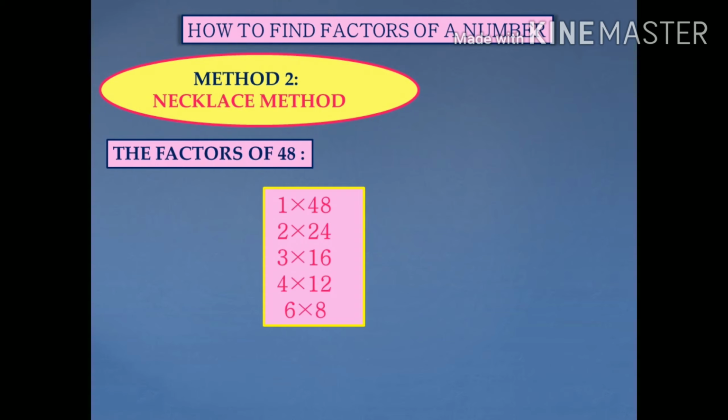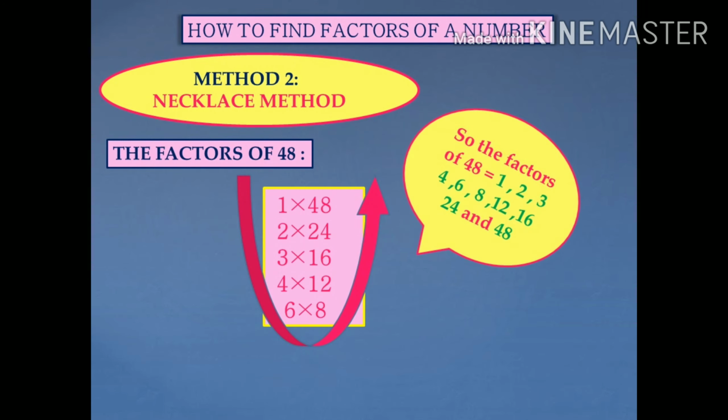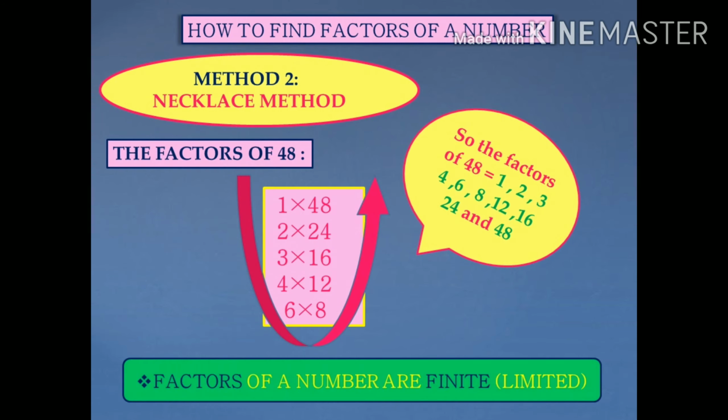6 into 8 is also equal to 48. 7 does not make a multiplication statement for 48, so we will move ahead. That is 8 into 6 is equal to 48. But 8 is already found as a factor, so we will stop here. And we found all the factors of 48. They are 1, 2, 3, 4, 6, 8, 12, 16, 24 and 48.